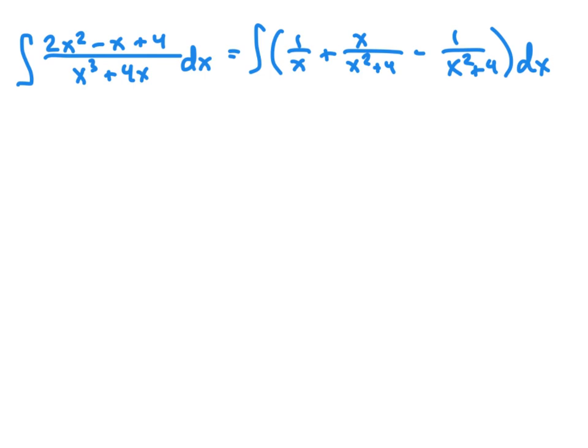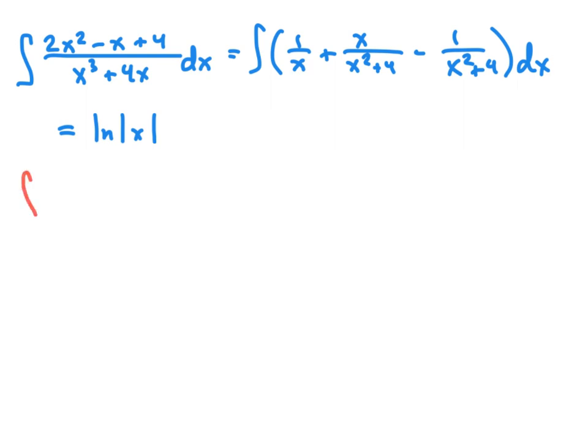This means that our original integral of (2x squared minus x plus 4) over (x cubed plus 4x) dx can be written as the integral of 1 over x plus x over (x squared plus 4) minus 1 over (x squared plus 4) dx. We know the first of these expressions can be anti-differentiated to give the natural log of the absolute value of x. However, the other two both require a little bit of work to find the antiderivative.